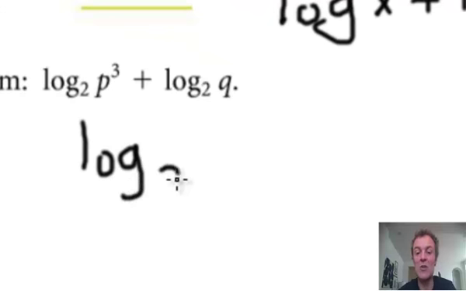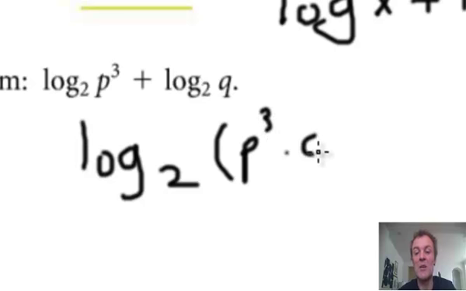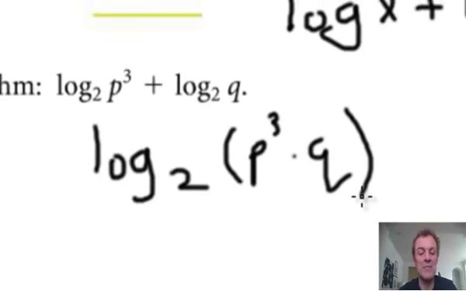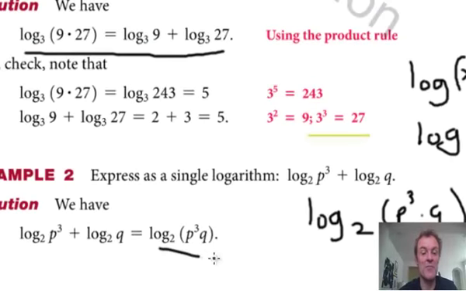As a single log to base 2, it's the p cubed multiplied by the cube, and that's it. Now we'll do lots of examples of those later, but that's it. There it is. That's the product rule.